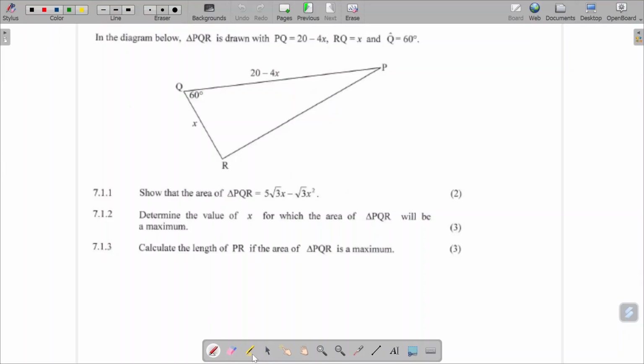Now the first clue they give us is that they ask us for the area. This is not a right angle triangle, which means we only have one clue, and that is that the area of a triangle is a half ab sine of C.